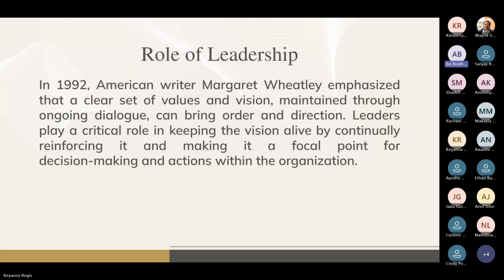Role of leadership. In 1992, American writer Margaret Wheatley emphasized that a clear set of values and vision maintained through ongoing dialogue can bring order and direction. Leaders play a critical role in keeping the vision alive by continually reinforcing it and making it a focal point for decision-making and actions within the organization. Next slide.